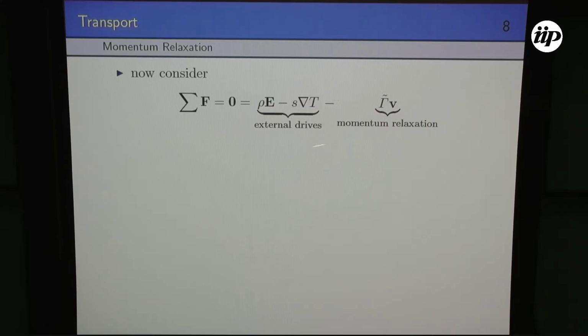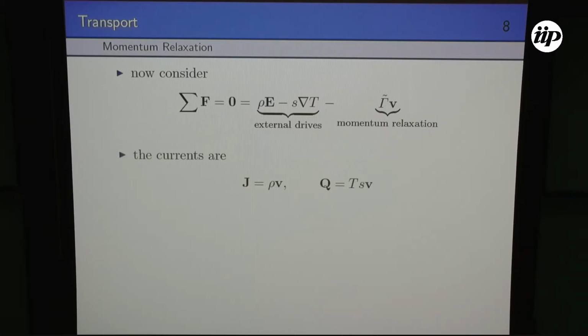And then I will also generally have some momentum relaxation. And I have to have something else here, right? Because if I don't have anything else here, then the conductivity would be infinite. And that's following from the fact that my force balance equation doesn't hold and there's no static solution. Okay. Now, I've parameterized the momentum relaxing term in this kind of simple way as a coefficient gamma twiddle times the velocity.